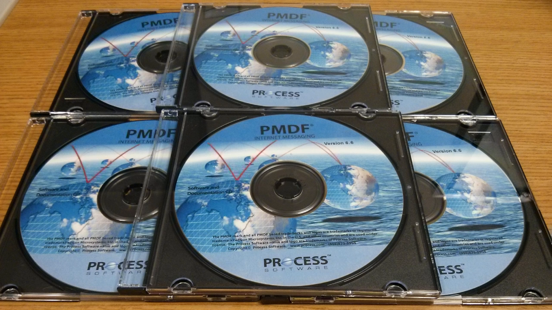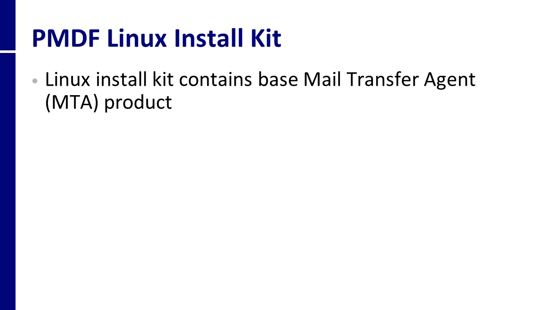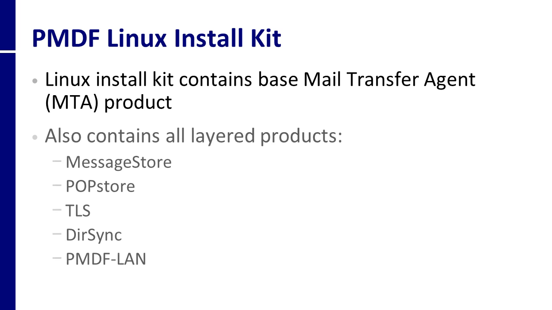PMDF is distributed on a CD-ROM that contains the installation kits for every supported platform. The PMDF for Linux kit contains the base PMDF MTA product, as well as the layered PMDF DirSync, PMDF TLS, PMDF Message Store, PMDF Pop Store, and PMDF LAN products.